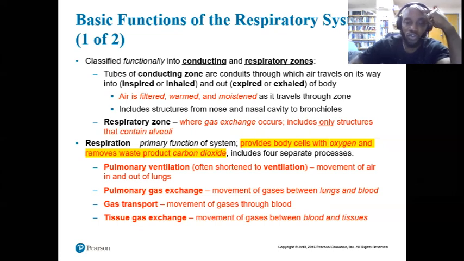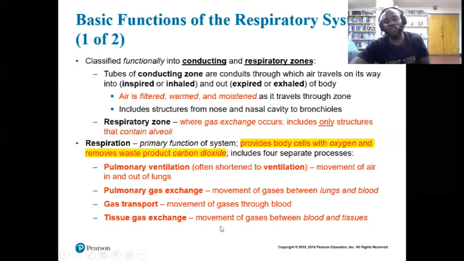Right? This includes four separate processes: pulmonary ventilation, movement of air in and out of the lungs; pulmonary gas exchange, movement of gases between lungs and blood, which is a very huge step; gas transport, movement of gases through the blood. Remember, once that oxygen gets into your blood, it has to travel through your blood to the cells and then pick up carbon dioxide; and tissue gas exchange, movement of gas between blood and tissues.